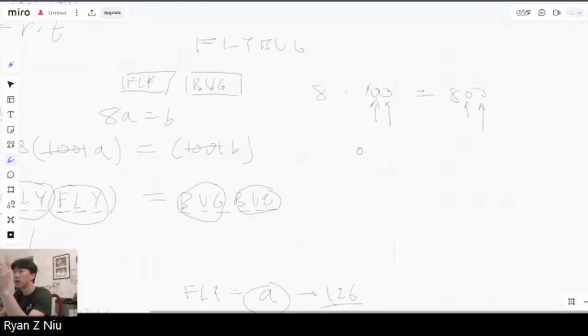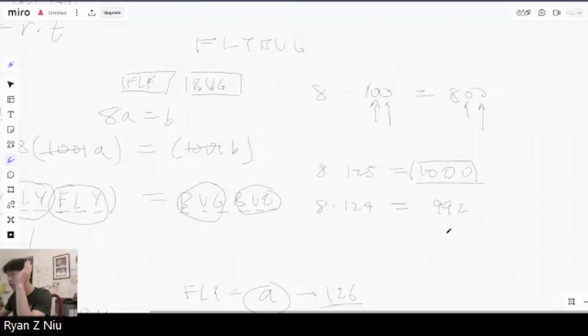And so the idea is if we want it to be as large as possible, okay, well, 8 times 125, right? That's going to give us 1,000. But 1,000 is a four-digit number. So we go down. So we say 8 times 124, right? Where 124 is fly. 8 times 124 is going to give us 992, right?